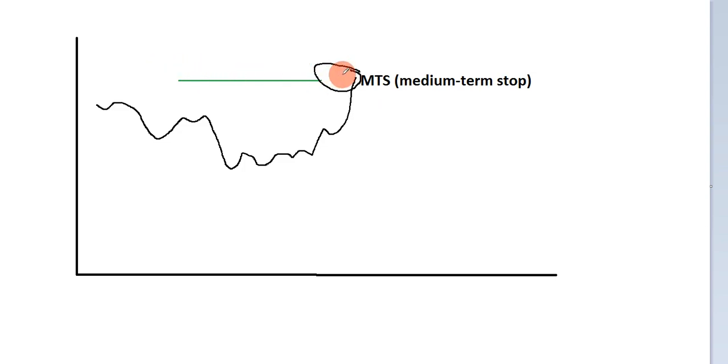So the MK web shows those MTS as green horizontal lines. They do not repaint. They stay in the chart. Once it has been hunted and the price continues, you can still see the MTS in the past, but it doesn't continue because it has been cleared.